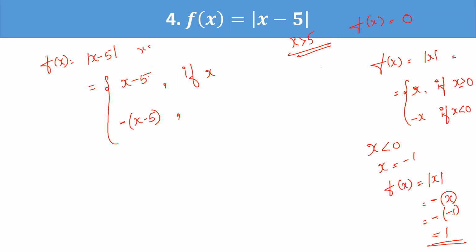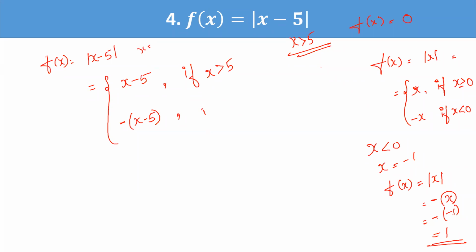If x is greater than or equal to 5, good. So f of x is x minus 5. So what is the ultimate aim of the mod function? We should get a positive value. x minus 5 becomes positive if it is greater than 5.